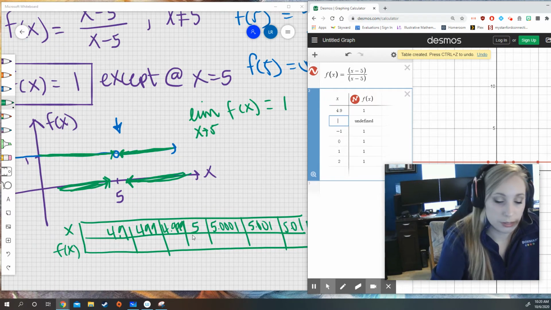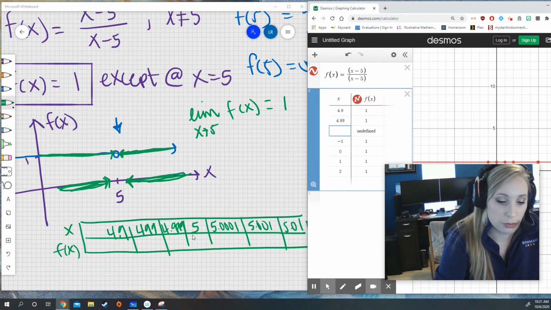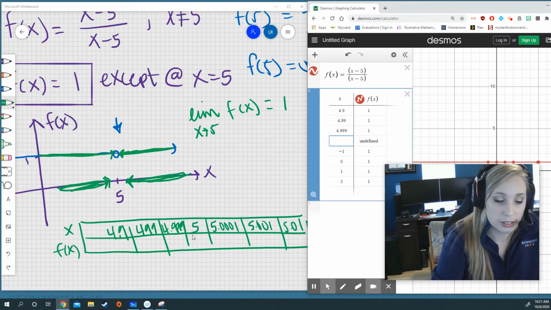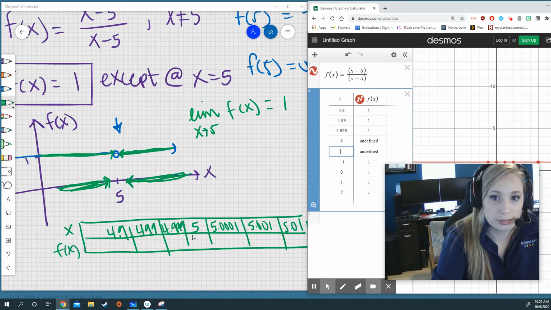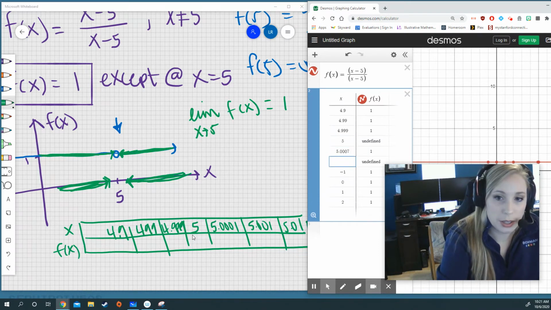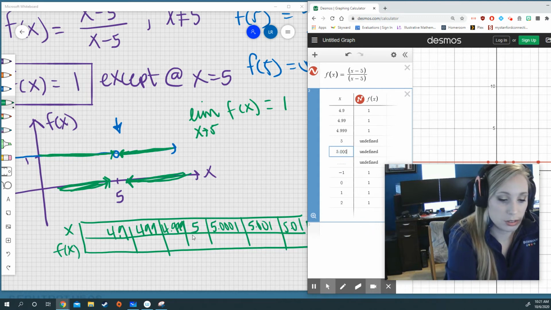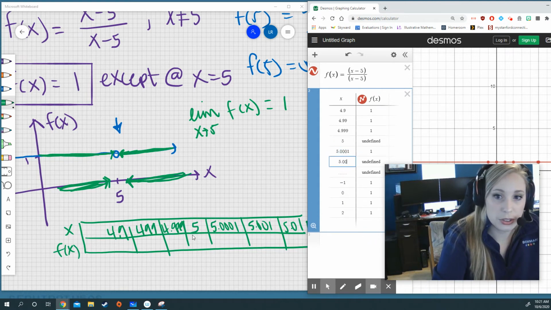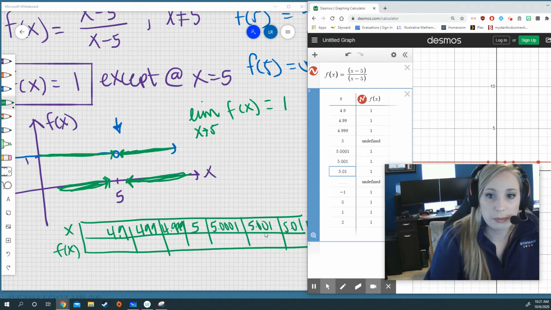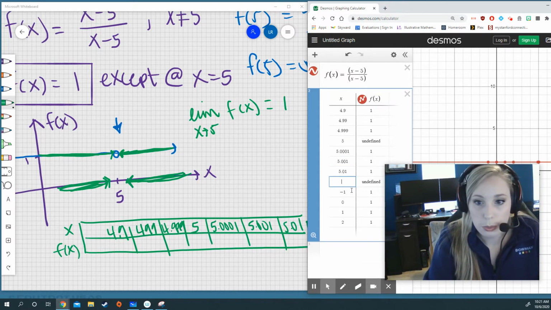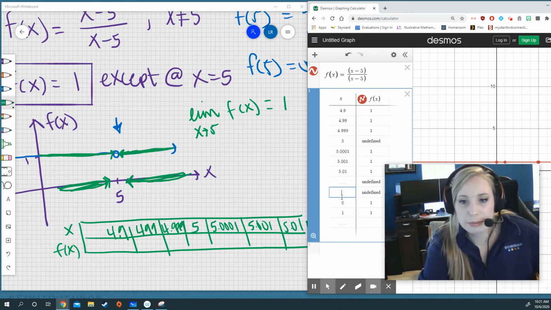4.9, 4.99, 4.999, 5. Okay, 5.0001. That was supposed to be a 1. 5.001, 5.01. So I'm trying to delete those parts of the table. I don't know how to delete them, so pretend like they don't exist there.